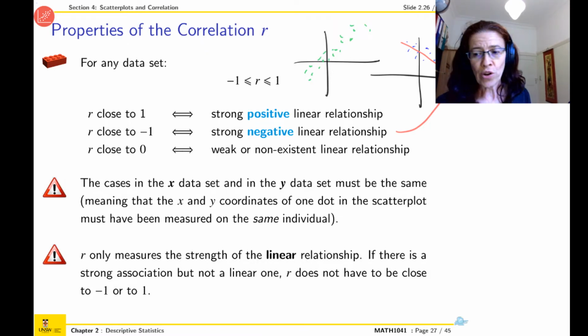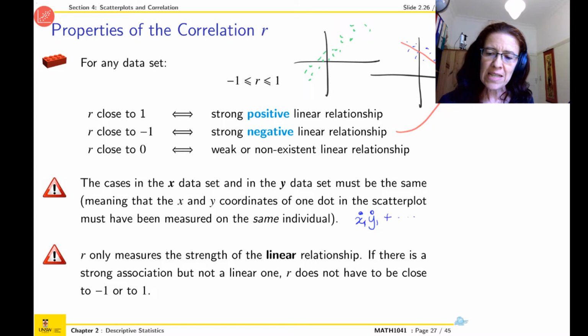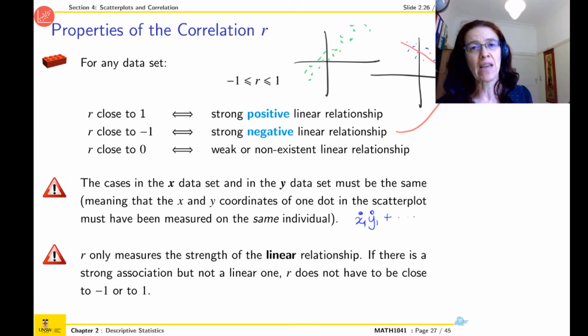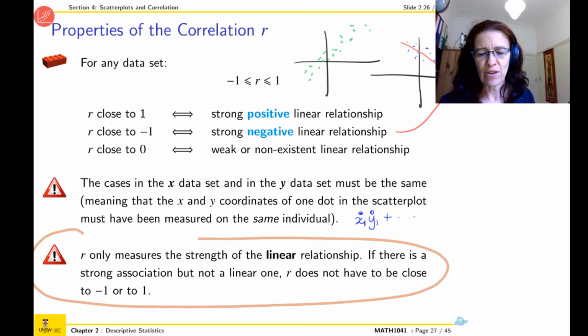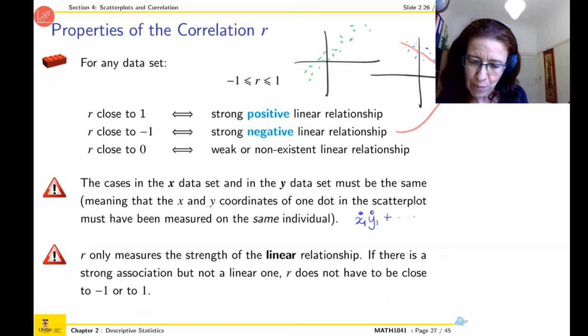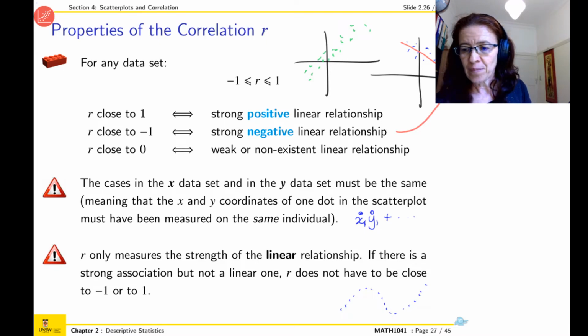So for this to work, as we said in the previous formula, we had this x1 dot and y1 dot, which we were multiplying together. This only works if x1 and y1 correspond to the same case, the same individual. And as we said earlier, if there is a strong association, for example, your points seem to be following something, so you say there is something going on. But if you use R to say, is there a pattern? And clearly in that case there is.